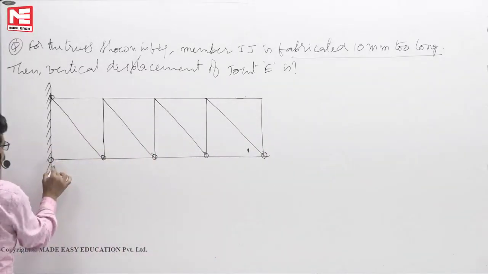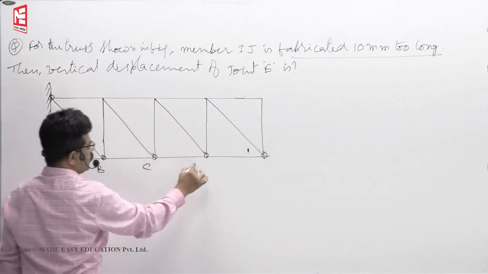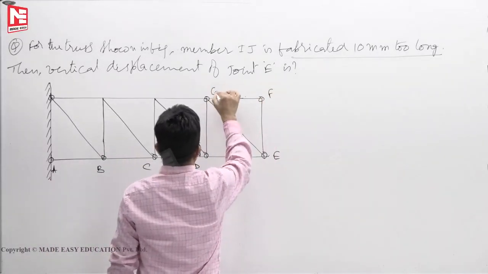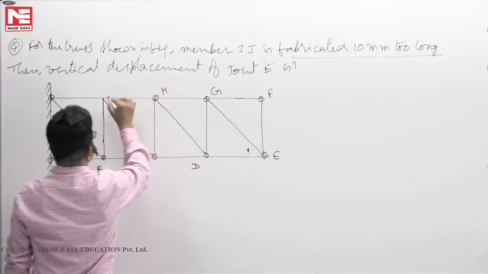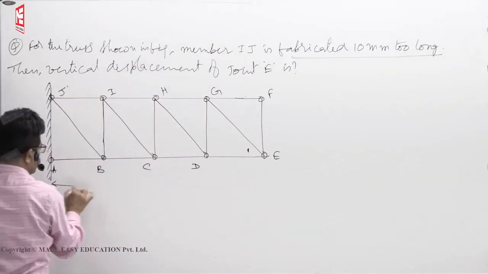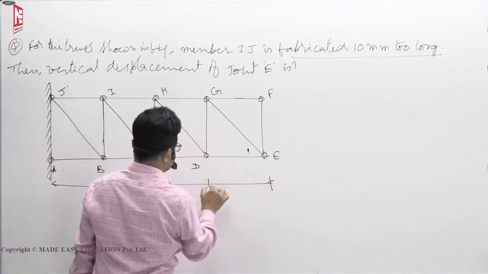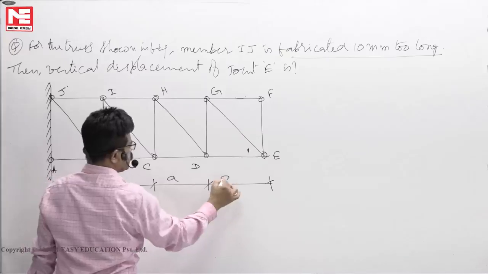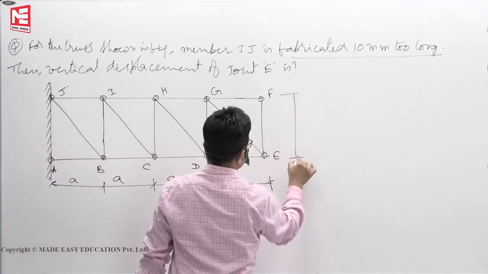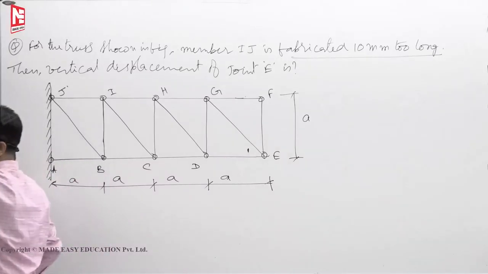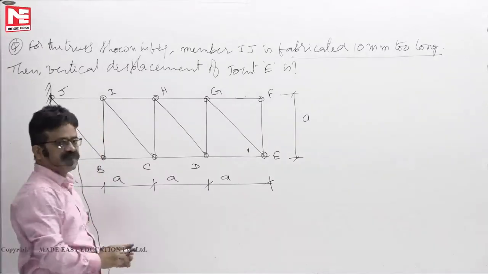This is a bolted connection. A, B, C, D, E, F, G, H, I, J. Lengths are also given. A, like this, are given, say. This is also A. So member IJ is fabricated 10 mm too long.